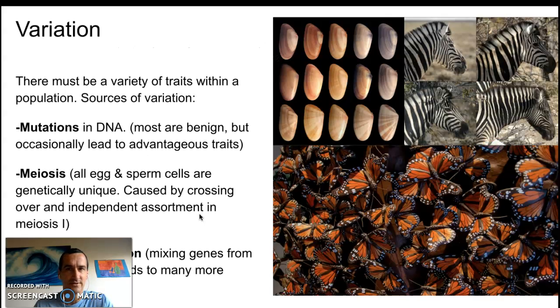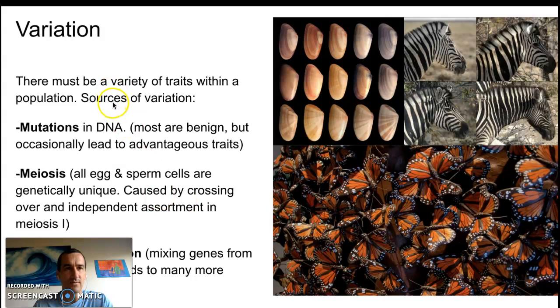So the first one is variation. All that means is that there's a variety of traits within a population. All of these organisms, these populations, they're not exactly the same. They're not clones of each other, even if it's hard to detect. And some of these adaptations might not be physical. They could also be behavioral as well.